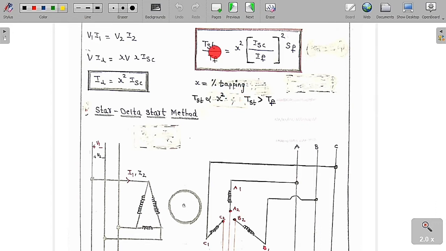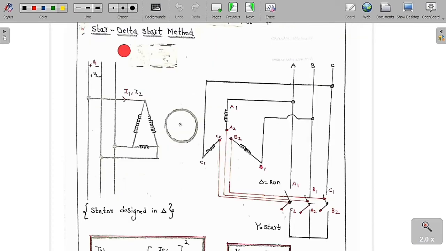So starting torque is always directly proportional to X square. You can say clearly the starting torque is always directly proportional to X square, and the starting torque is always greater than the full load torque. Now we'll see some more important things regarding this later.